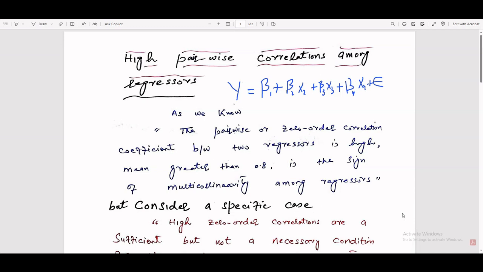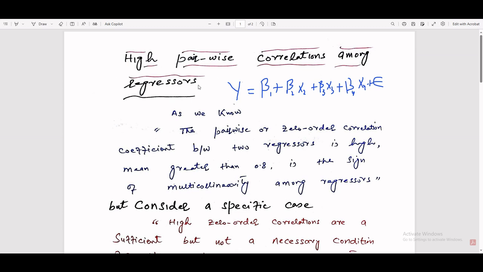In this video, we discuss another case to detect multicollinearity among regression model. The name of this method is high pairwise correlations among regressors.